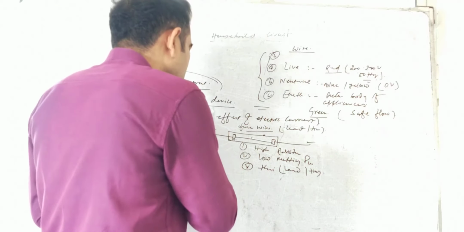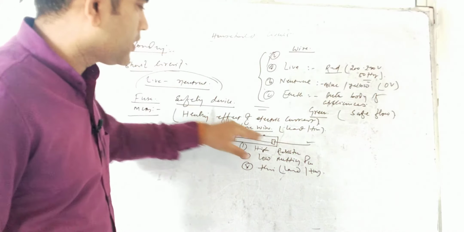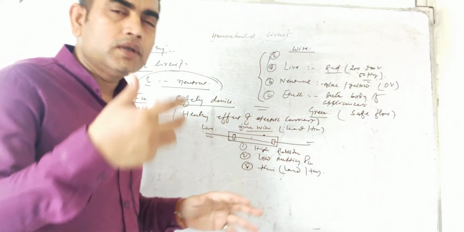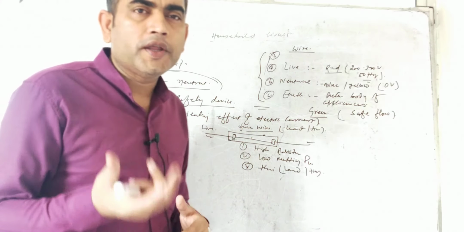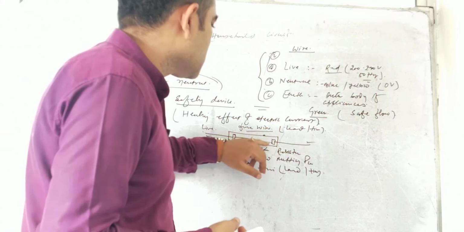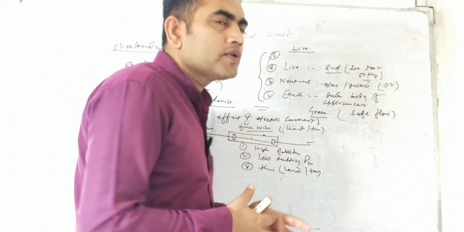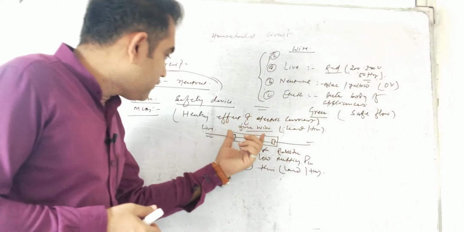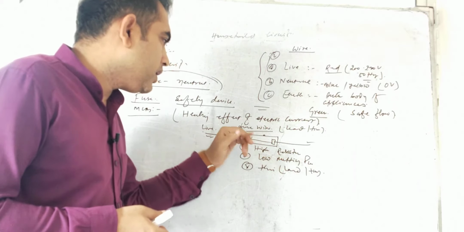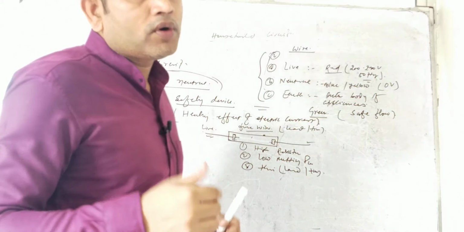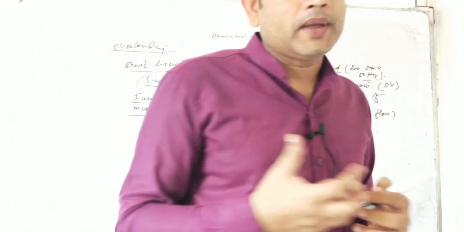Whenever excess current passes through the circuit, how does the fuse work? As I told, it works on the heating effect of electric current. As excess current passes through the circuit, excess heat is generated in the circuit, and since the fuse wire has a low melting point, it melts and disconnects the circuit, thus protecting us and our appliances.